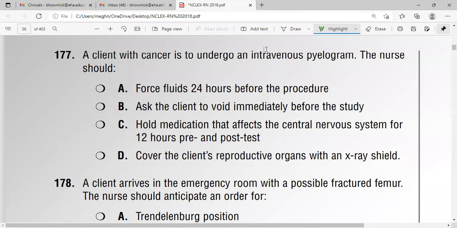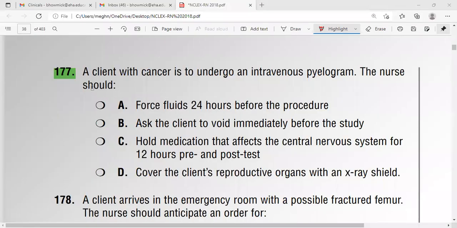So the next one. A client with cancer is undergoing an intravenous pyelogram. What should the nurse do? So here the keyword is intravenous pyelogram. A pyelogram is an X-ray technique for producing an image of the renal pelvis or urinary tract by introducing a radiopaque fluid, also called urography or pyelography. By this imaging technique, you can see the kidney, renal pelvis, ureter, and urinary bladder, and whether any obstruction or pathology is there.